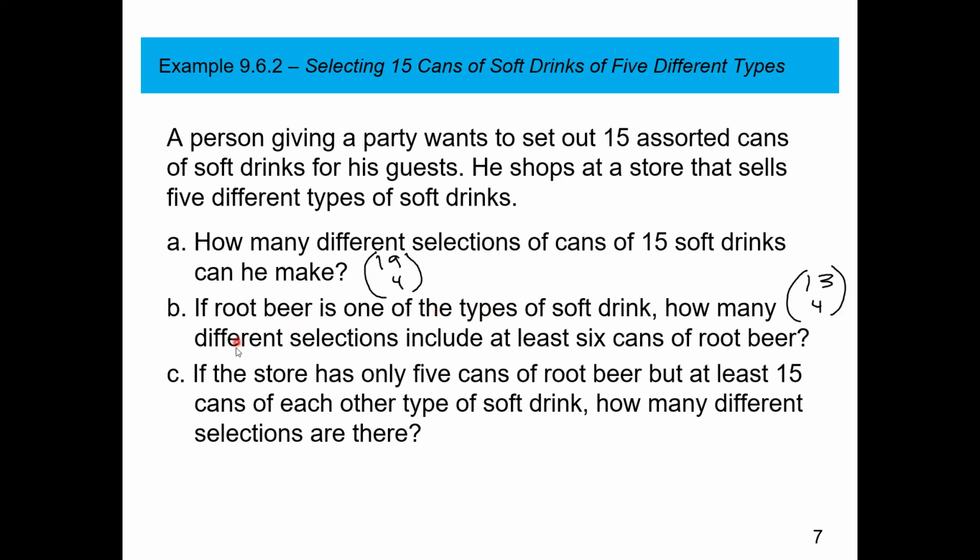So again, last one, the store has only 5 cans of root beer, but at least 15 cans of each type of soda. How many different selections are there? So they only have 5 cans of root beer. Now this one's a little bit tricky because now I have to say, okay, I could take this where I have no cans of soda. I can have 1 can of soda. I can have 2 cans of soda, and I have 3, 4, and 5 cans. We can consider each of those situations where I have 5 cans of root beer.